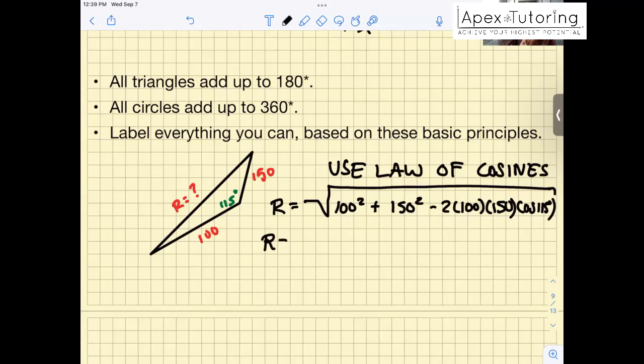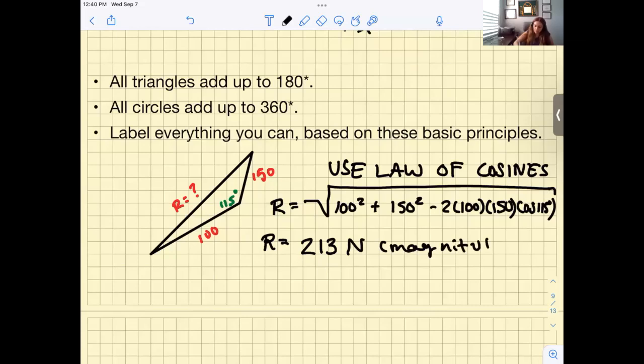What do you get for the resultant force? 212.55. Okay, and what are your units? Newtons. Very good. And remember, this is simply just the magnitude. It's that number. But we also need a direction because all vectors have a magnitude and a direction.